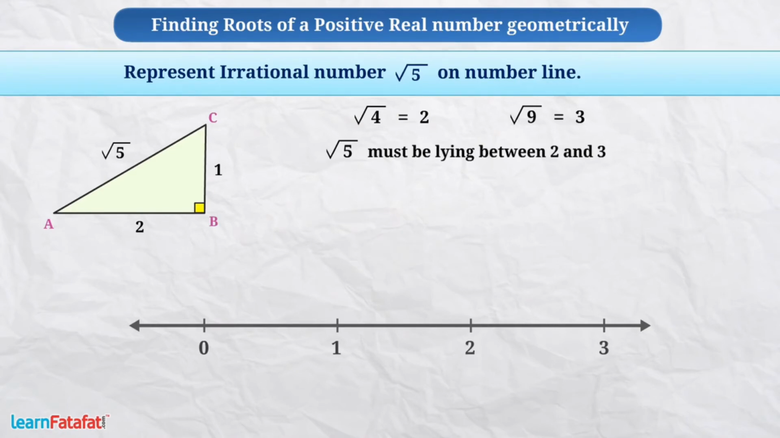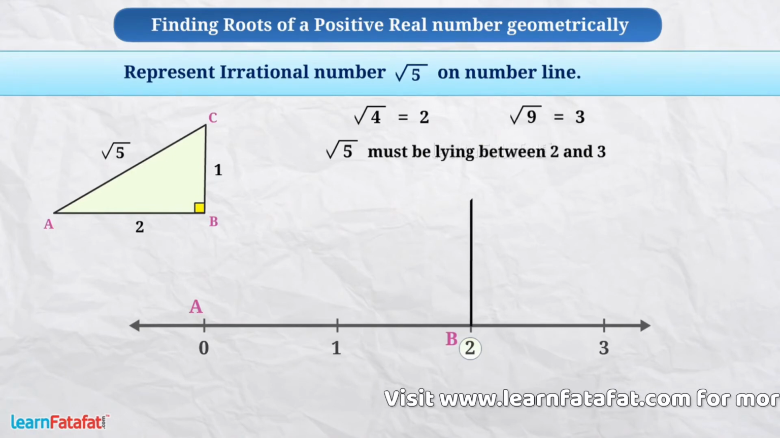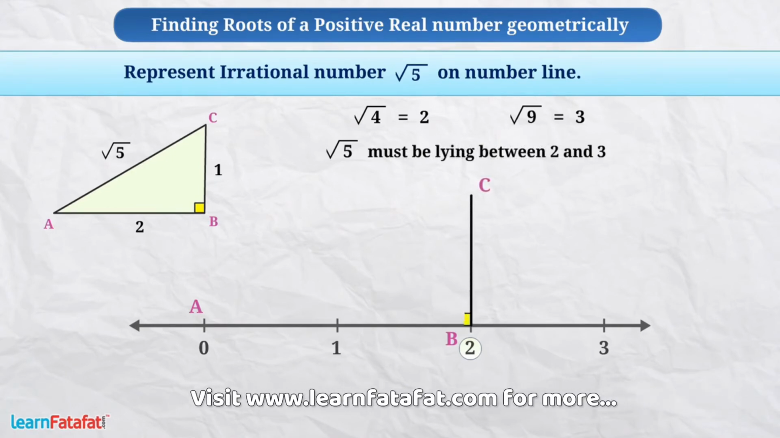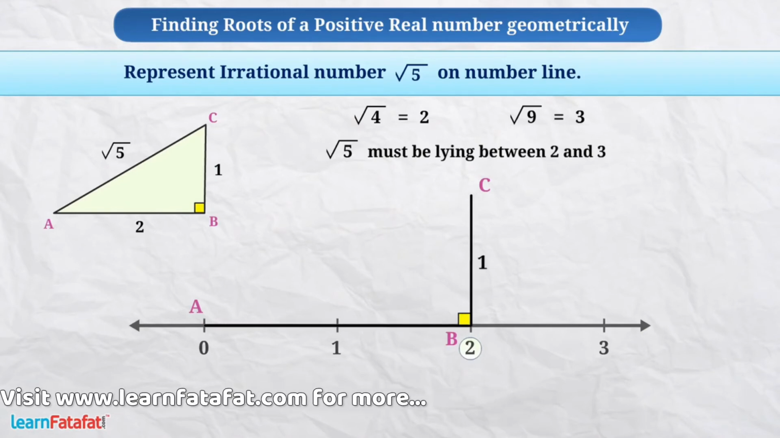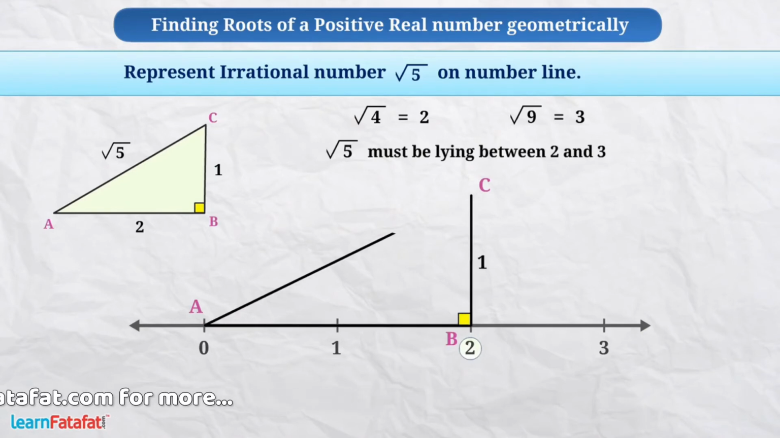Here we start drawing right angle triangle. Mark 0 as point A. Locate any one of the distance on number line. We will locate 2. Mark this point as B. Draw a perpendicular line at 2. Mark point C on perpendicular line at distance 1. Join A and C. This is triangle ABC with AC equals to √5.